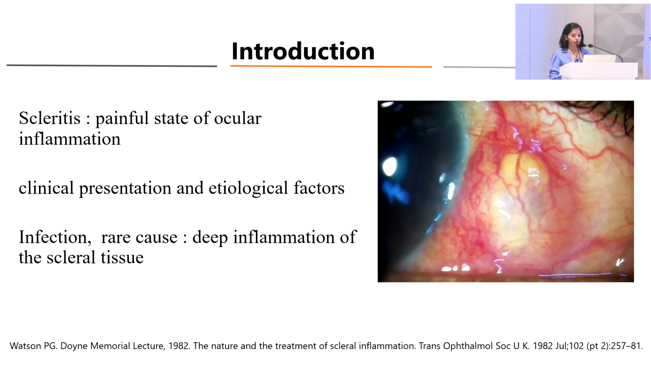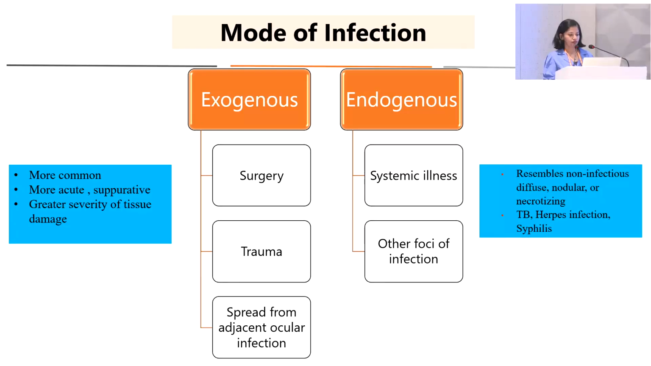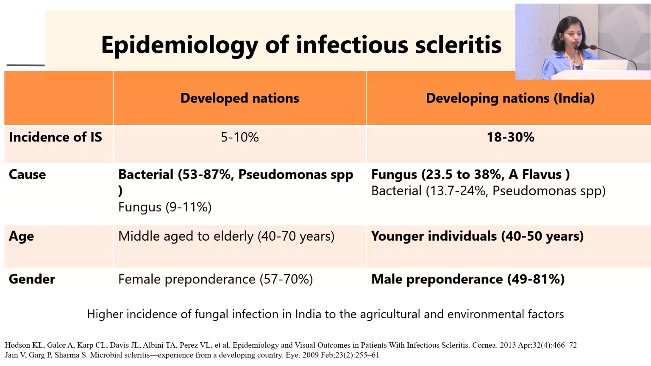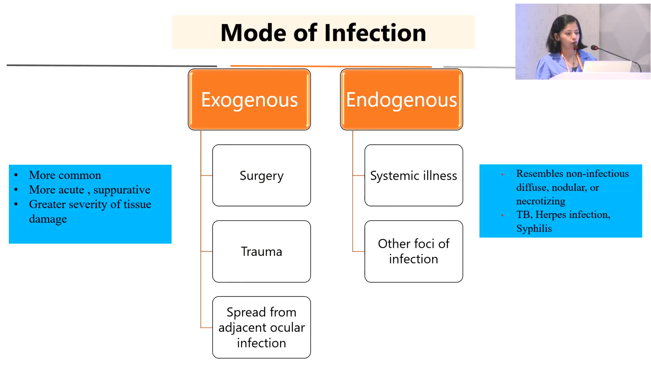So the epidemiology in developing nations. In developing nations, we have seen that the incidence of infectious scleritis is higher, around 18 to 30%, and the most common cause is fungal, and it is identified in the younger male population. The mode of infection goes from exogenous to endogenous variety.